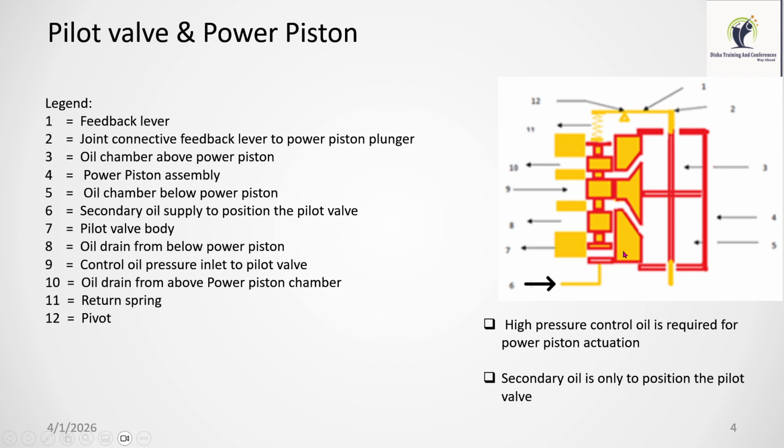Suppose the secondary oil pressure is high. When the secondary oil pressure is high, the pilot valve will go up, and this oil will come. This port will open, and this port will close. So oil will go from this port to the bottom of the servo motor, and it will push this piston up. When this piston goes up, this is the fulcrum, so this end goes up and this end goes down. Again, this will push the pilot piston back to the center position. So the servo motor will take the new position.